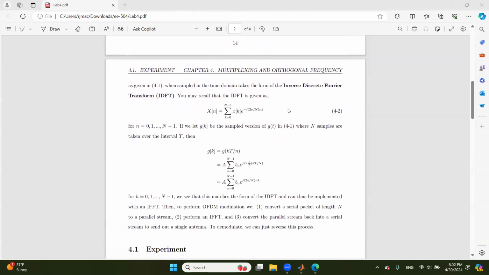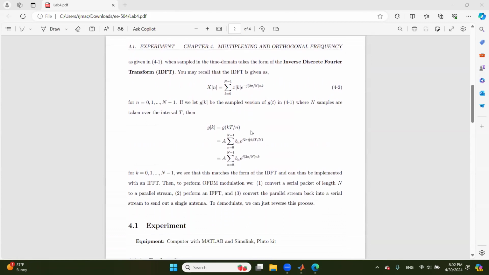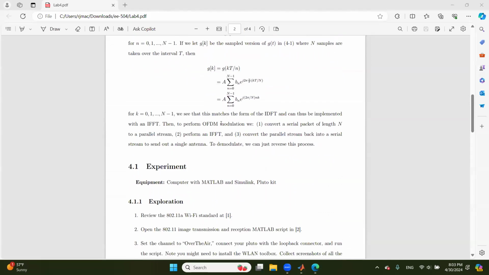And so here we have the inverse discrete Fourier transform, and here's the process to perform this OFDM modulation. So we take our data packet of some length N, and we convert it into this parallel stream. And then from there, we perform this inverse fast Fourier transform, and then we convert the parallel stream back into serial so that we can send it out the antenna, right?